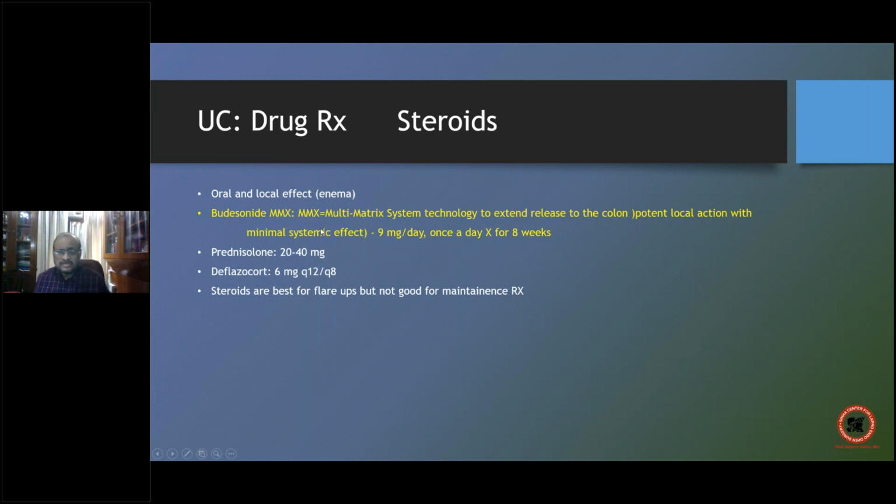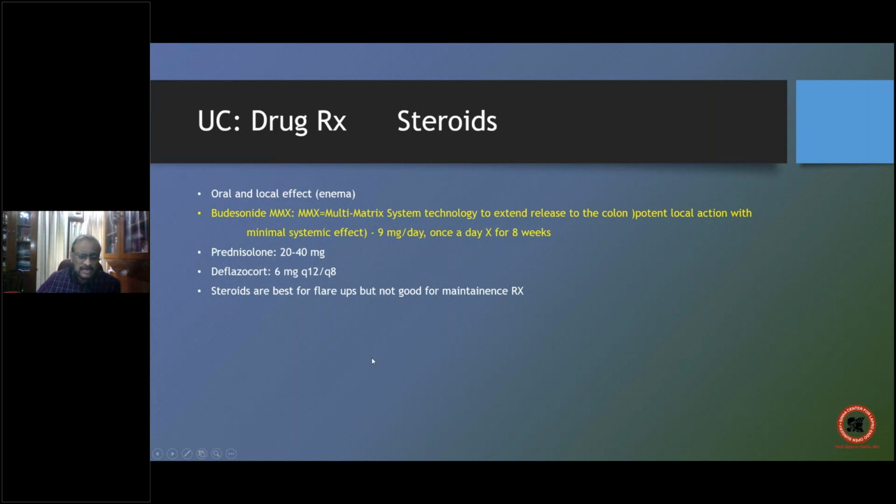So the drug of choice is not prednisolone or deflazacort, which could be used for ulcerative colitis, but budesonide MMX, or multi-matrix system technology budesonide. This is the preferred drug now, in a dose of 9 milligrams once a day for almost 8 weeks. If you don't have budesonide, then you can use prednisolone 20-40 milligrams or deflazacort 6 milligrams, either as a 12-hourly or as an 8-hourly dose.